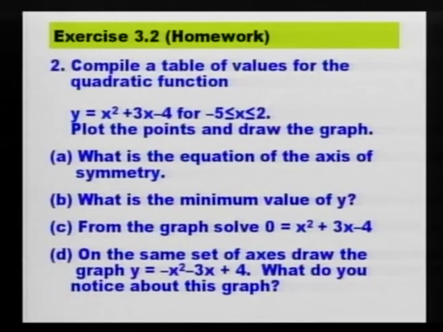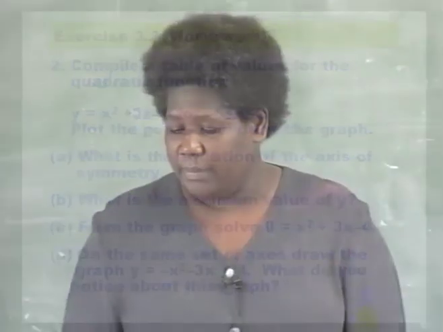Right, that's question 1. Question 2, you have to compile a table of values for the quadratic function y equals x squared plus 3x minus 4 for x from minus 5 to positive 2. Rita, you have to call out the y values.